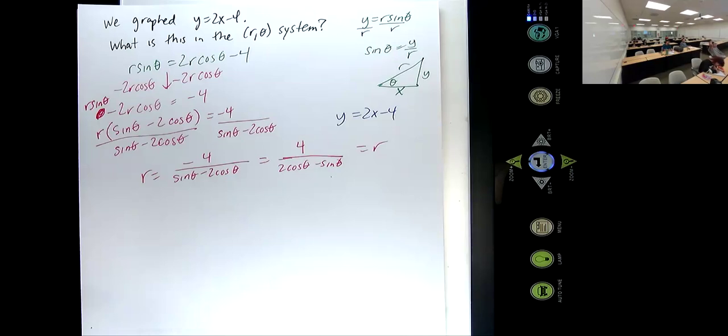So sometimes the rectangular system is the way to go. Don't change to polar if it's not good in polar. A straight line is great with the straight line system.